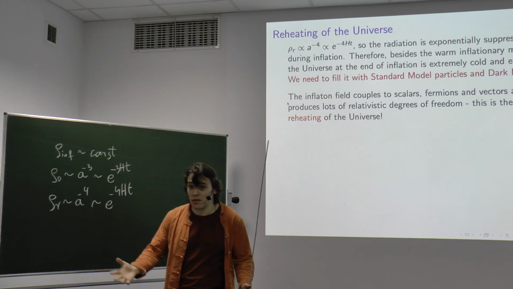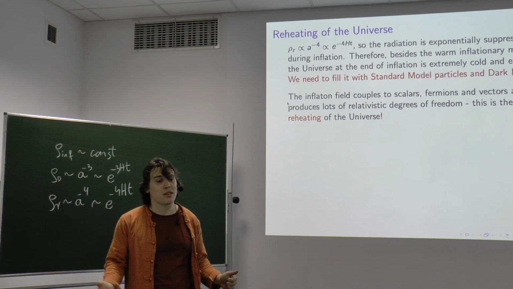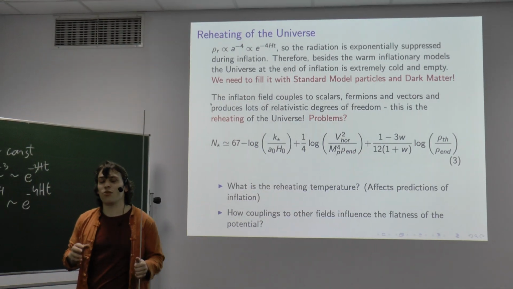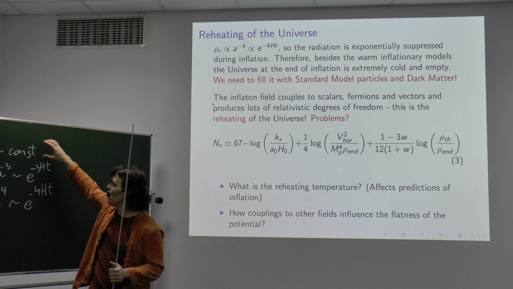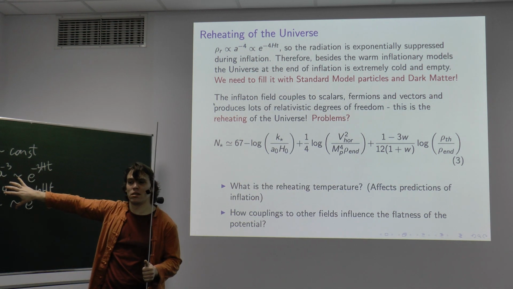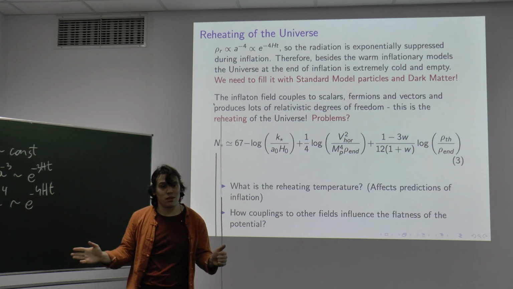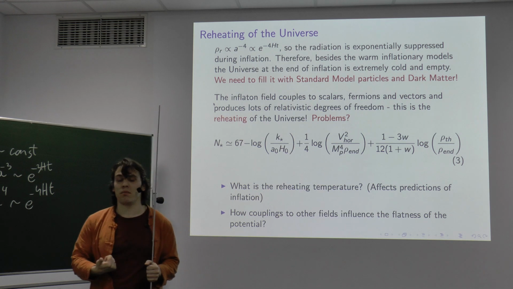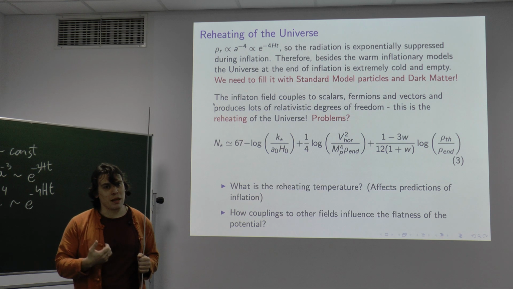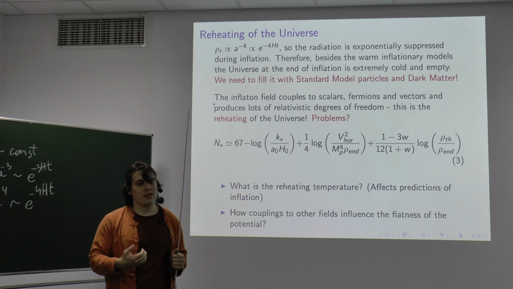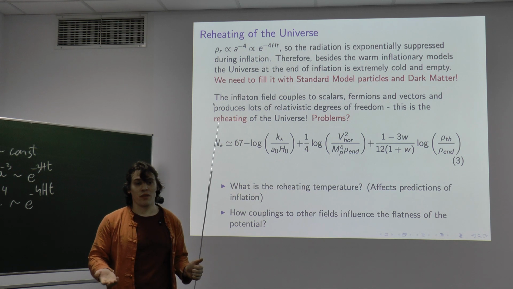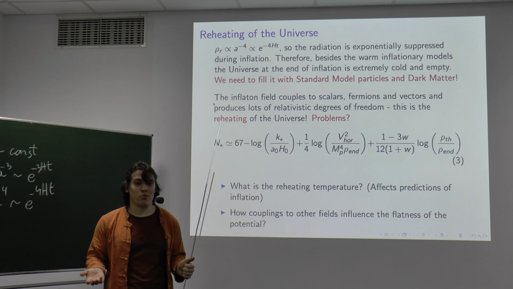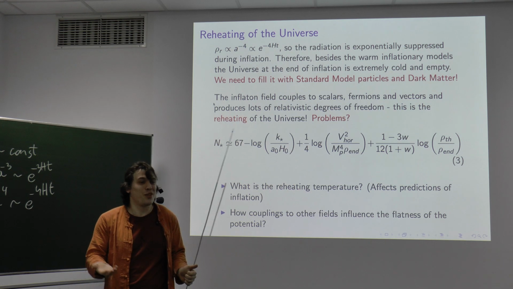So you increase the temperature of the universe, you create lots of relativistic degrees of freedom. This is usually done by the assumption that there are some direct couplings between the inflaton and the normal matter. And via these couplings, you produce many particles. There are two problems with this picture. The first problem is that if those couplings are quite strong, then they create radiative corrections, loop corrections to the inflationary potential. And the potential may not be as flat as it used to be. So maybe inflation is impossible if your reheating is too efficient.